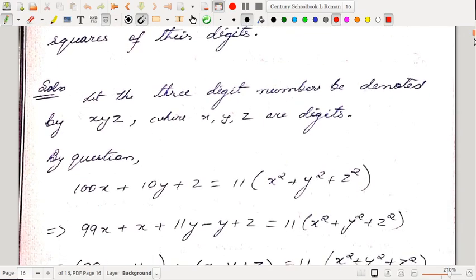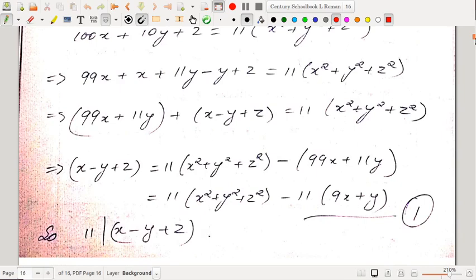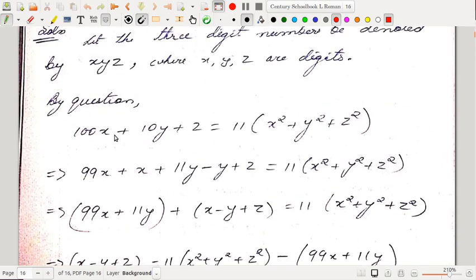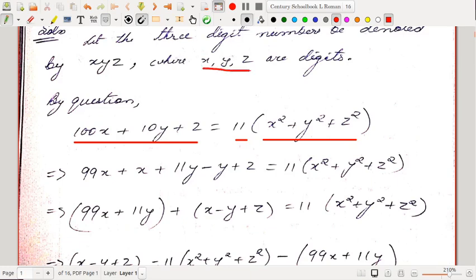So by the question, it's quite easy now to frame an equation from the condition given in the question. Okay, so by the question, the given number is equal to 11 times the sum of the squares of its digits. So if the number is xyz, we can always write it in the expanded notation as 100x plus 10y plus z. Remember that x, y, z are digits. So by the question, this number is 11 times the sum of the squares of its digits.